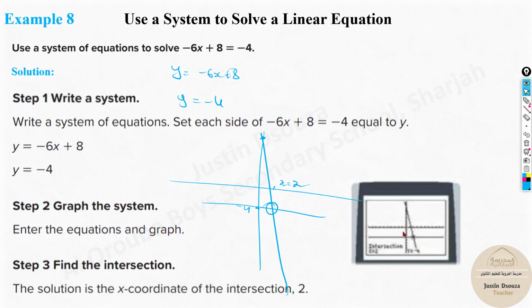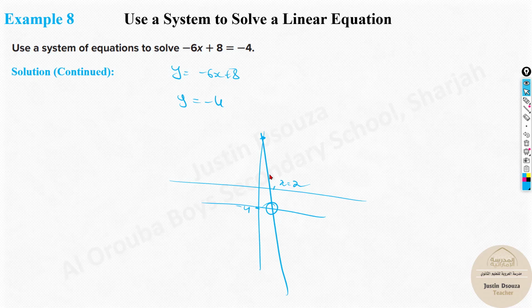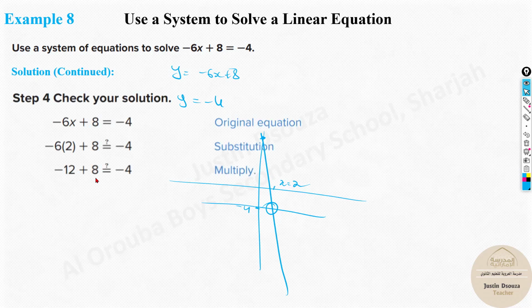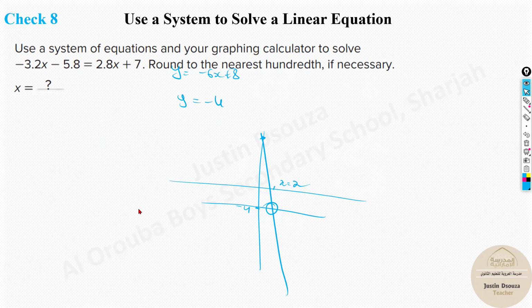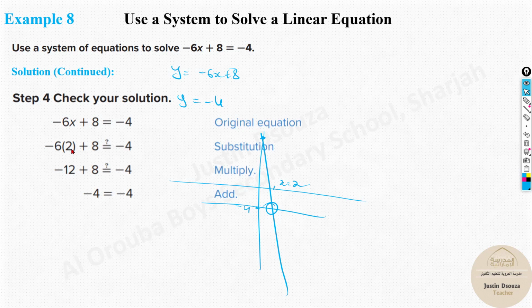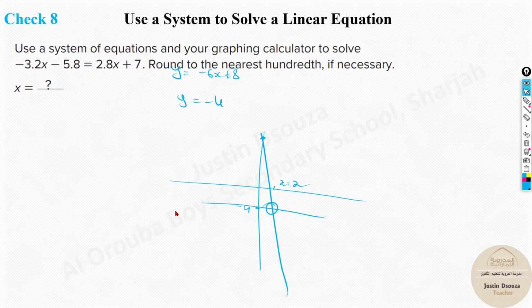That's one more way. What about the next one? I mean, checking your solution. Whatever the x value you got, we got x is equal to how much? 2. You substitute over here, it should be equal to the right side. Yes, both the sides are equal.